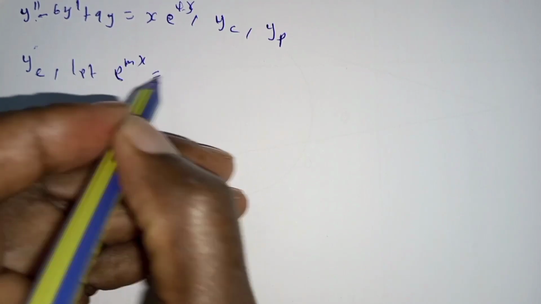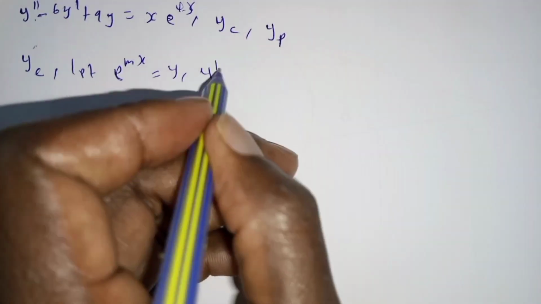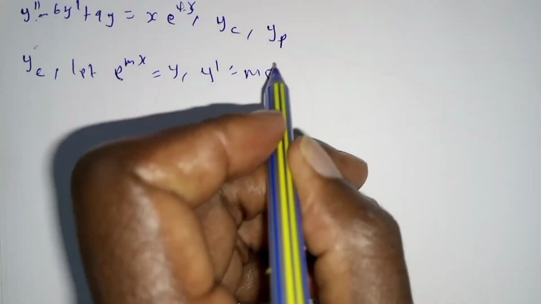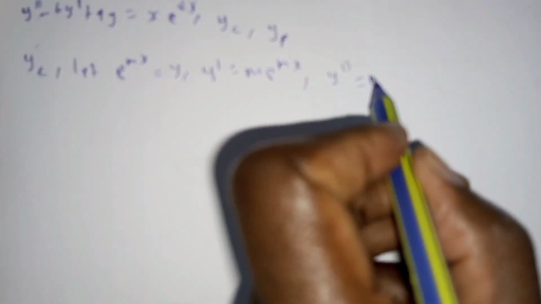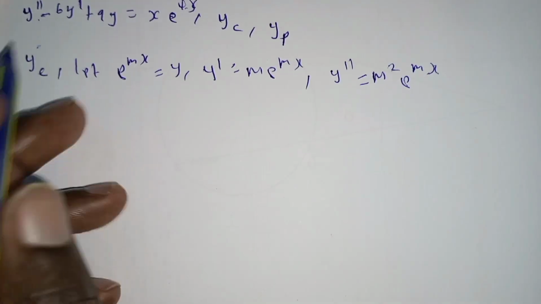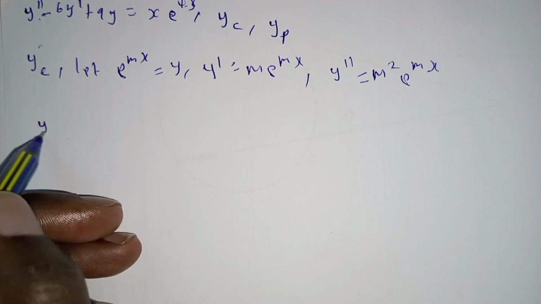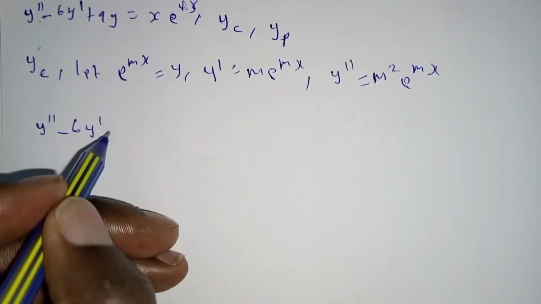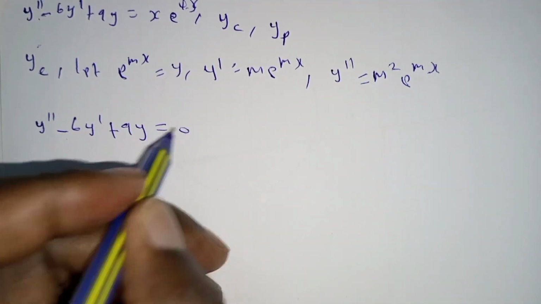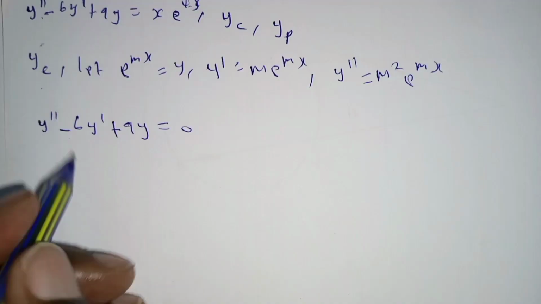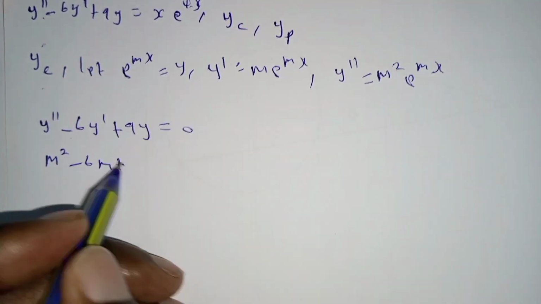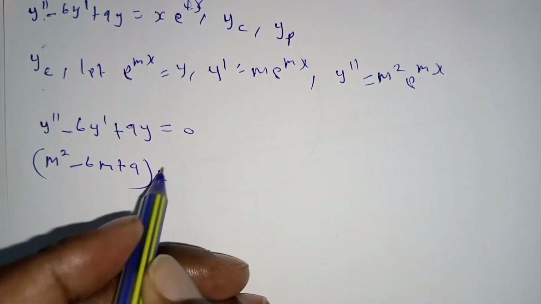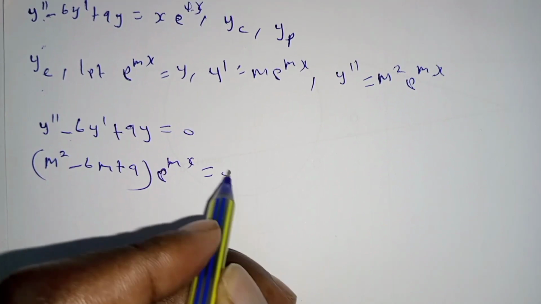exponential mx to be equal to y, so that now our y prime will be equal to m exponential mx. Our y double prime will be equal to m squared exponential mx. So we substitute it there. So our y complementary, remember, we are solving it from this, which is equal to 0. So instead of y double prime, we substitute it with m squared minus 6m plus 9. And we factor out exponential mx, which is equal to 0.